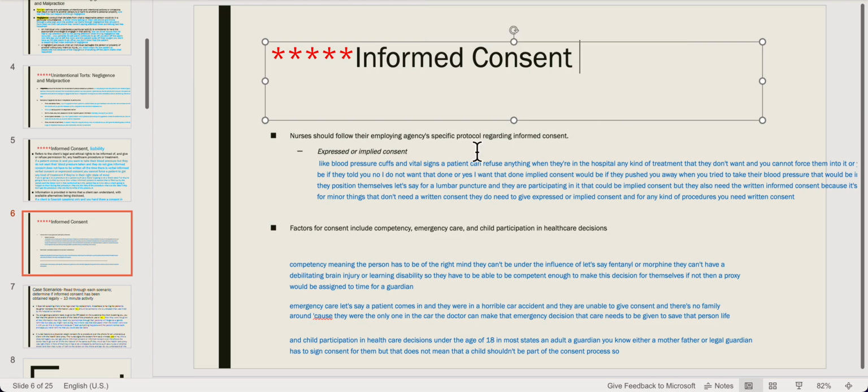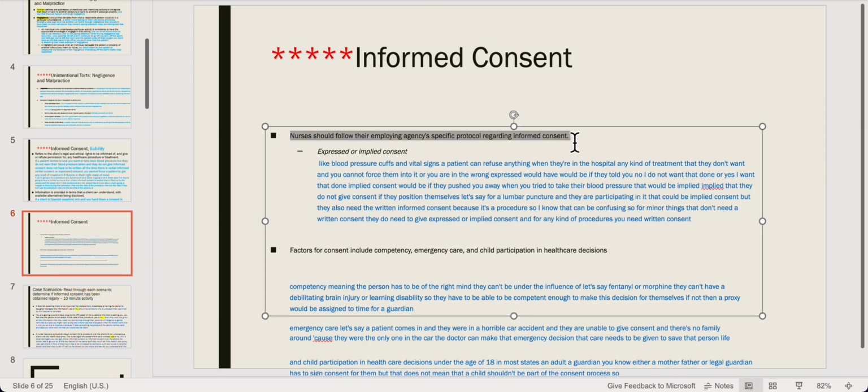Informed consent. Nurses should follow their employing agency's specific protocol regarding informed consent.